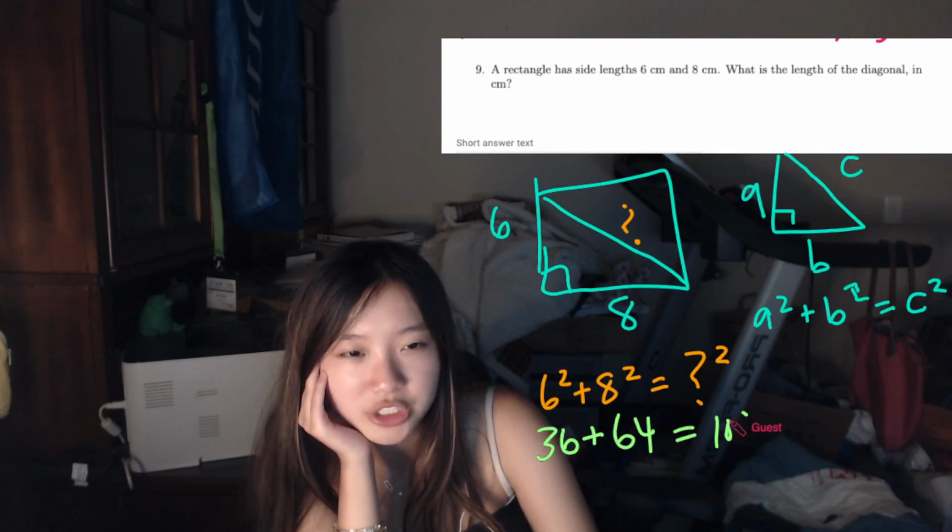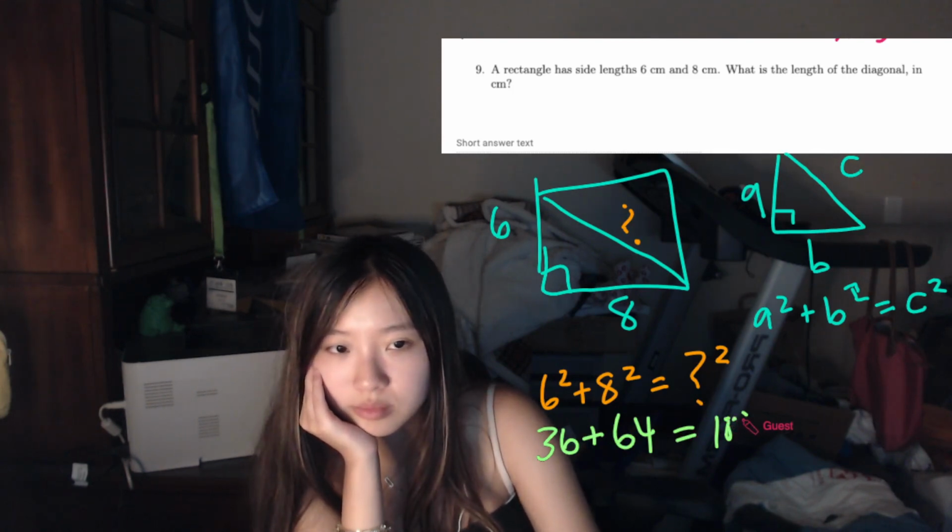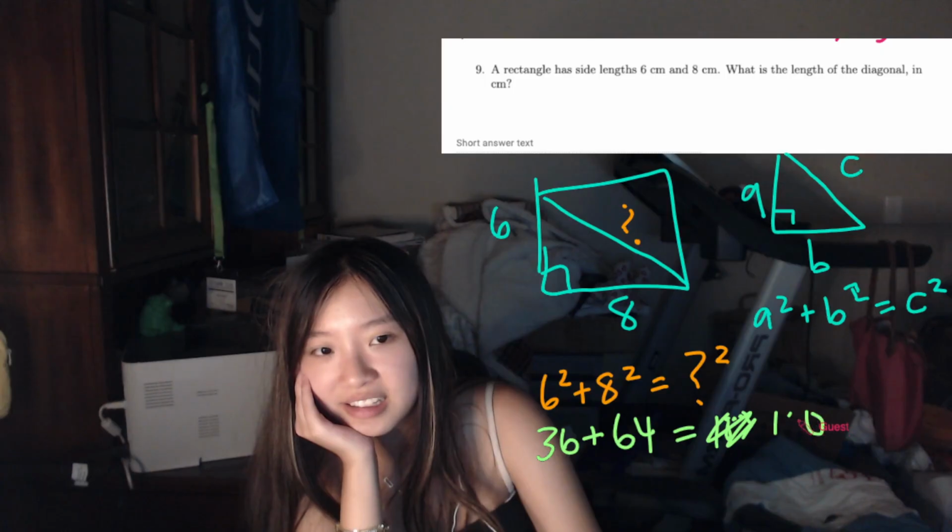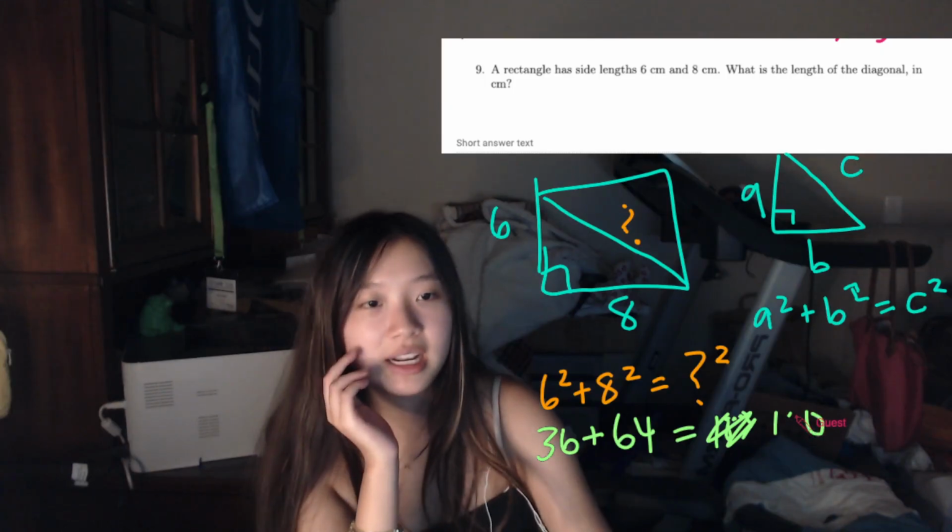And my pen is glitching. Okay, hold on. I can't draw circles. What is going on, guys?